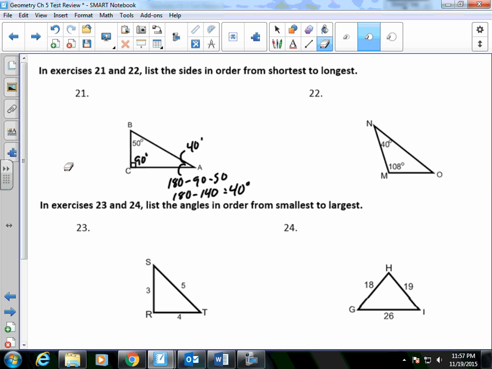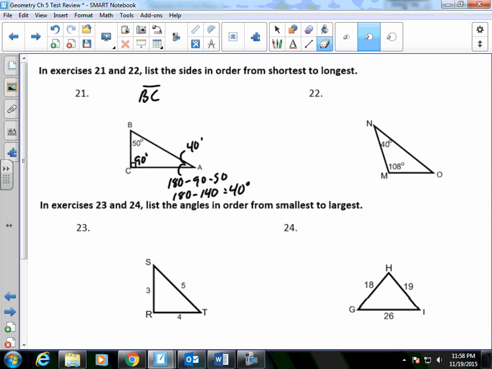So that's 40 degrees there for A. So we got 40, 50, 90. So angle A is the shortest, or the smallest angle. So the side opposite that, BC, should be the shortest side.